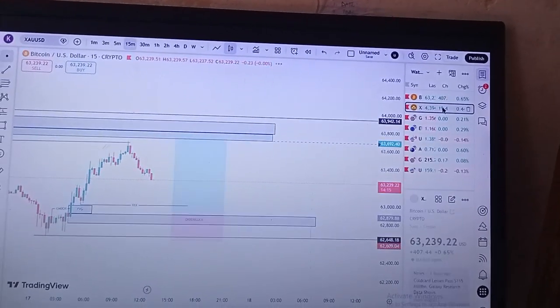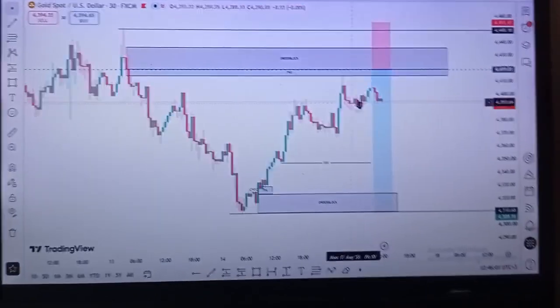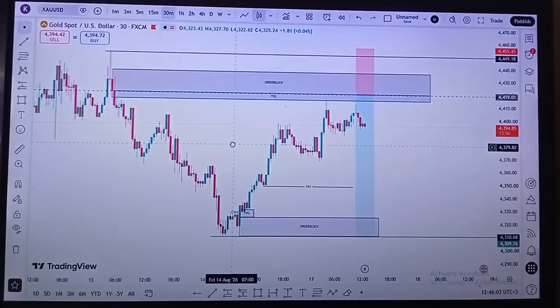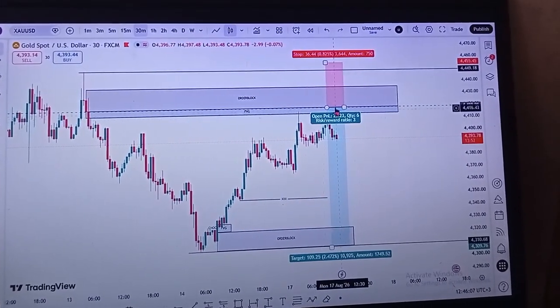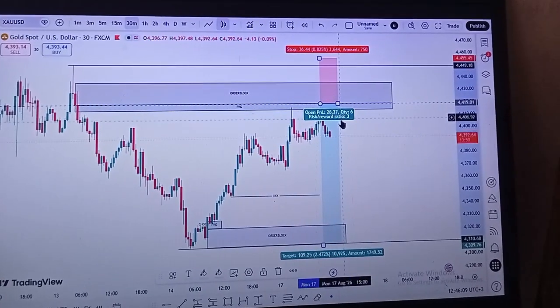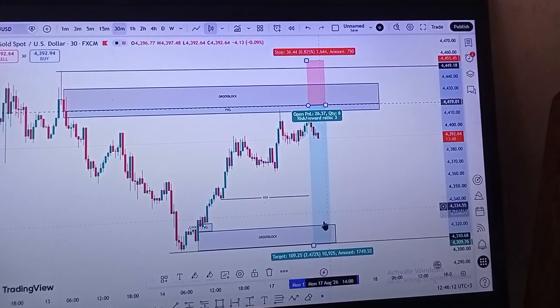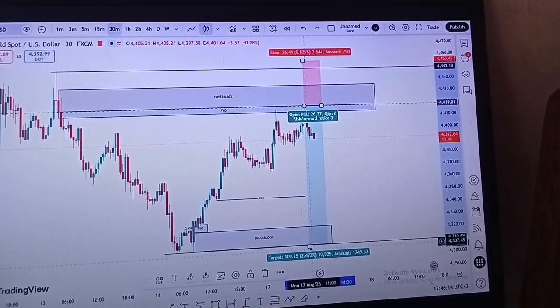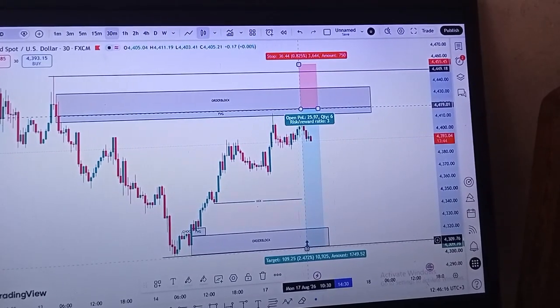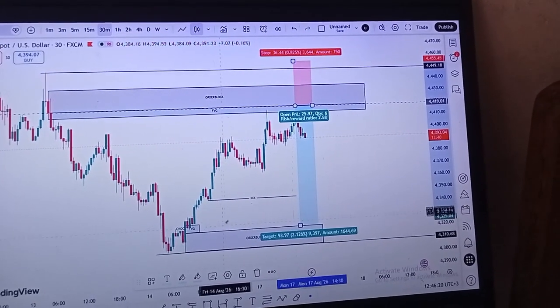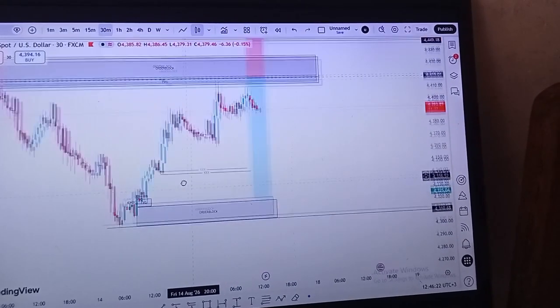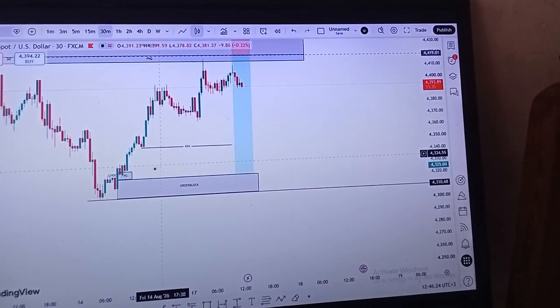Let me check these other pairs. Okay, so this is gold, and as you can see, gold is almost the same as BTC. I'm also entering around here, and this one now I'm entering from the order block. Then I'm going to target this place down here, but somehow I feel like I should target this point, because this is an order block. We don't have to act blind. We're seeing an order block, so we're gonna have to respect it.